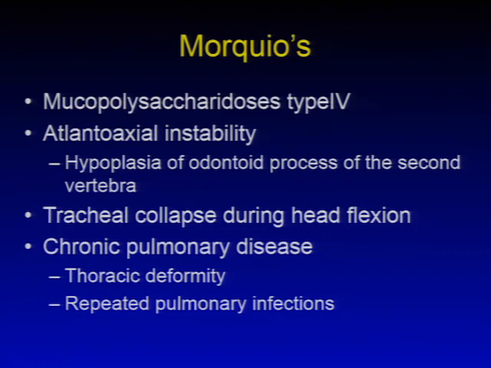Mucopolysaccharidosis type 4. Again, there is atlantoaxial instability. There is hypoplasia of the odontoid process of the second vertebra. Tracheal collapse during head flexion has been noted, and chronic pulmonary disease with thoracic deformity and repeated pulmonary infection has also been noted in this patient group.